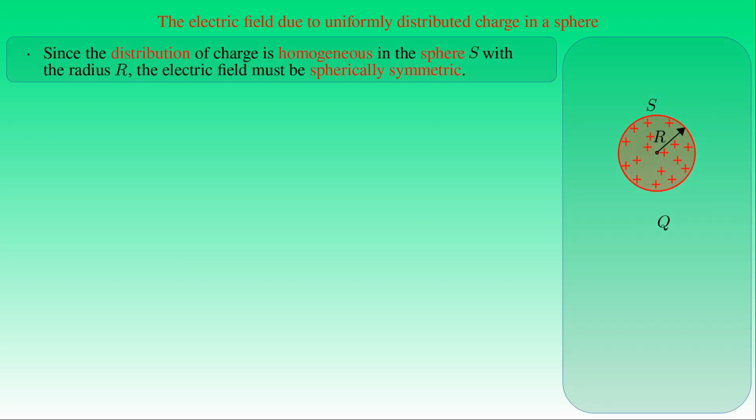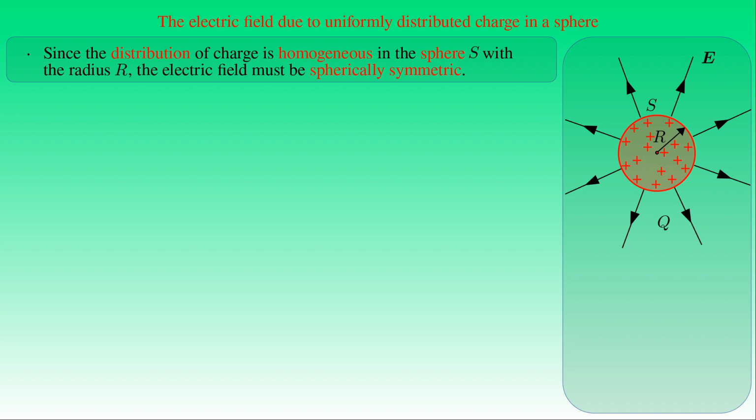In the following example of the application of Gauss's law, we determine the electric field due to a uniformly distributed charge in a sphere. Here we can see a uniformly charged sphere S of the radius R with the total charge Q. Due to the homogeneous distribution of the positive charge within the sphere, the electric field E is spherically symmetric both inside and outside the sphere, and the field lines point radially outward from its surface. For the sake of simplicity, we omitted the field lines inside the sphere.